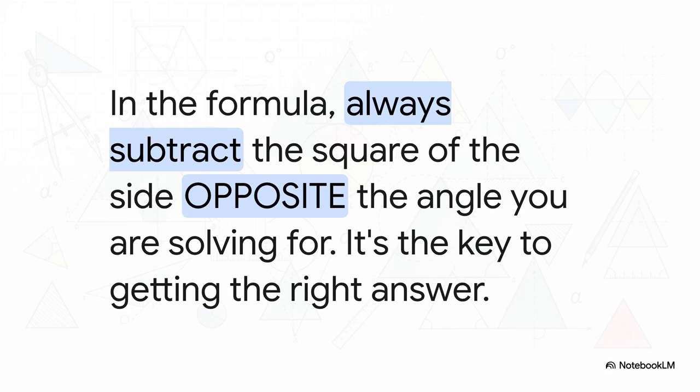That little minus sign in the numerator, it is everything. Always, and I mean always, make sure you are subtracting the square of the side that is directly opposite the angle you are trying to find. If you're looking for angle A, you subtract A squared. Find an angle B, subtract B squared. Get that one thing right and you'll be golden.